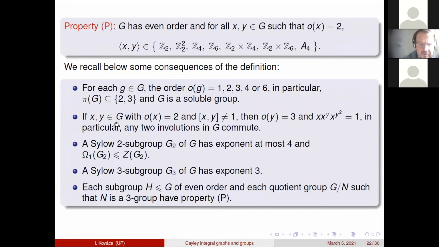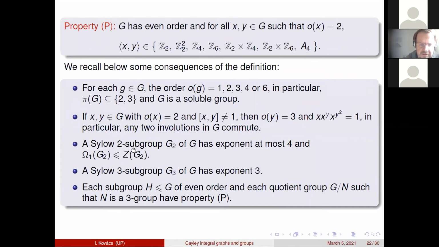Also, we know that if we have two elements and one of them is an involution, then because of this property, they do not commute if and only if the other element is of order 3. Because X and Y generate the alternating group, these are actually the 3 elements in the claim group, and the product is 1, which we use. We also use that any two involutions in G commute. The involutions pairwise commute because of this condition.